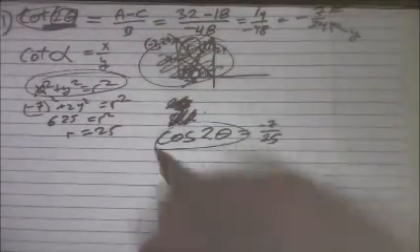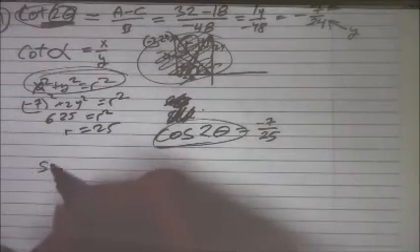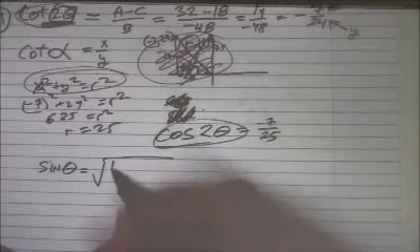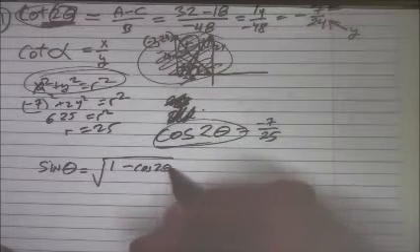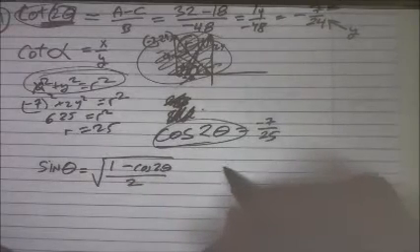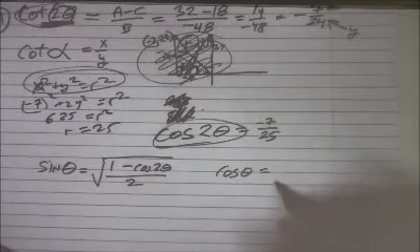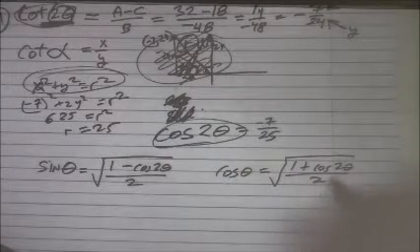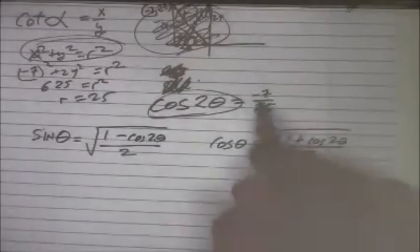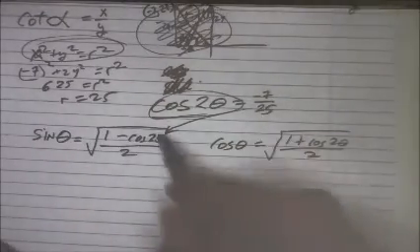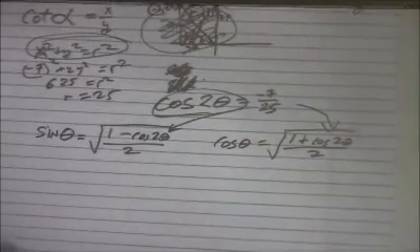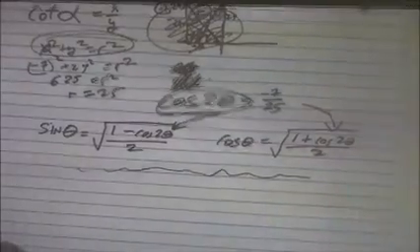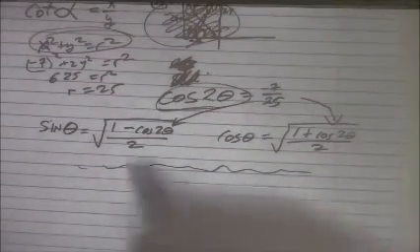The reason why we only need the cosine is because the formula for sine theta for the double angles is 1 minus cosine 2 theta divided by 2, and cosine of theta is 1 plus cosine 2 theta over 2. So that means we would put negative 7 over 25 in there and negative 7 over 25 in there. Okay. At that point, you need to see and know that that's the step and method.